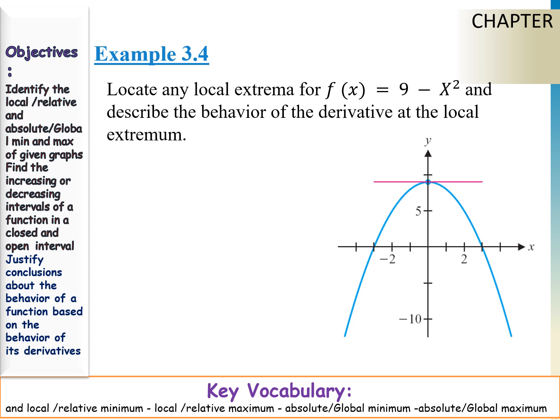Okay, now here is the graph. Do we have any absolute maximum? Yes. This is the highest point of the graph, so this is your absolute maximum. And also this is the peak of the graph, a turning point. So this is also a local maximum.